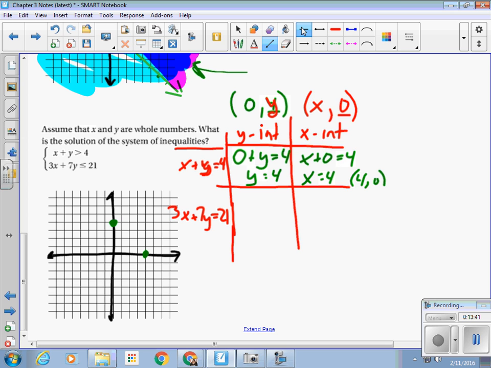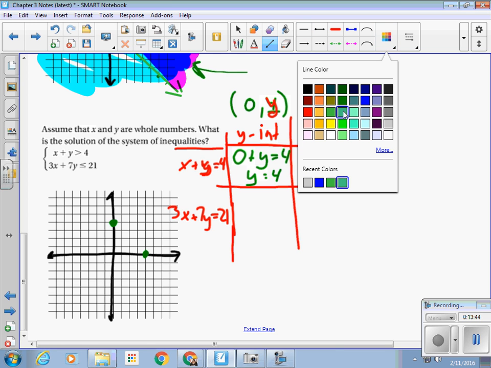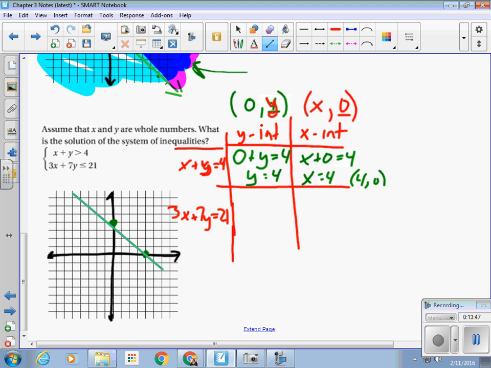I get my straight line maker. And then I have to kind of shuffle. Then I kind of shimmy this line where it needs to be. Perfect. And I actually have to make a dashed line because we are greater than, x plus y greater than 4, so we're not equal to.